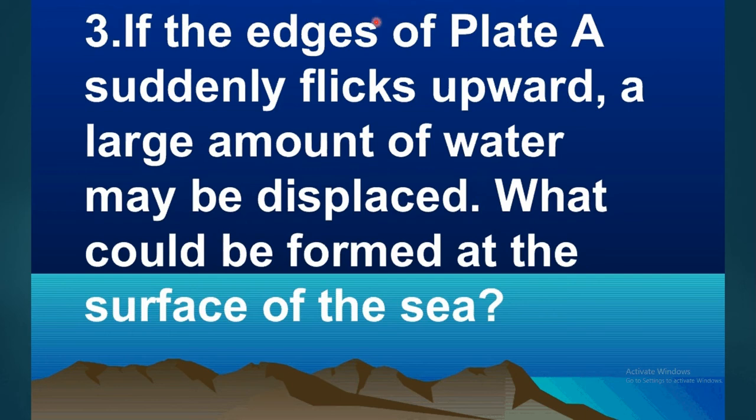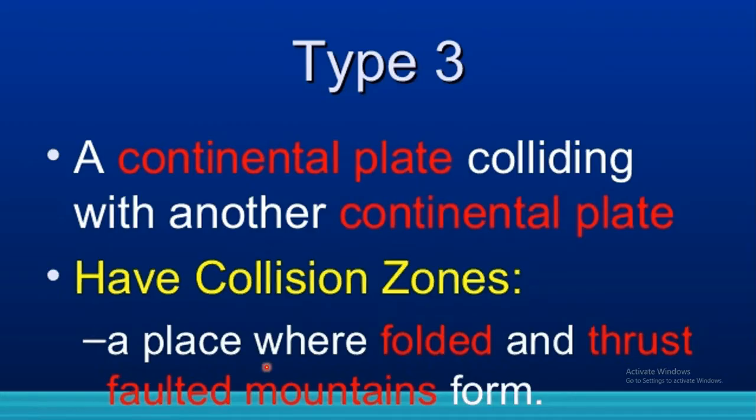So there's that question. If the edges of plate A suddenly flick upward, a large amount of water may be displaced. What could form at the surface of the sea because of this displacement? And I gave you the answer for that as well. This is a vital question you guys need to know.